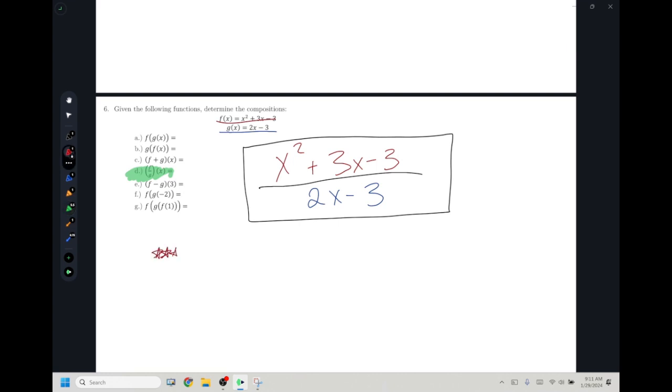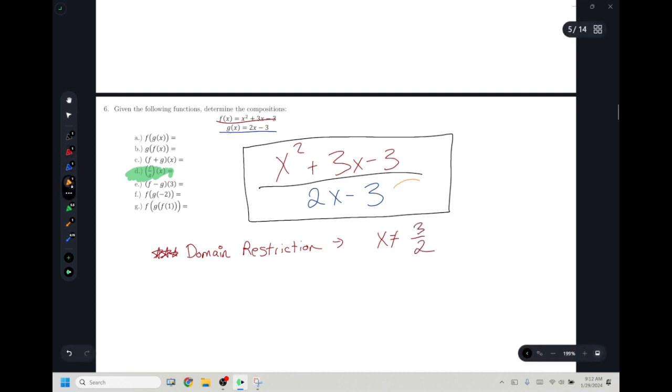Star, star, star. Domain restriction. Because we divided, there's a domain restriction, right? And the domain restriction would be x better not be 2 over 3. Because the bottom... Would it be 3 over 2? Whoops. I was just trusting you. Because the bottom, if you want to get the steps, the bottom better not equal 0. That would be bad, right?